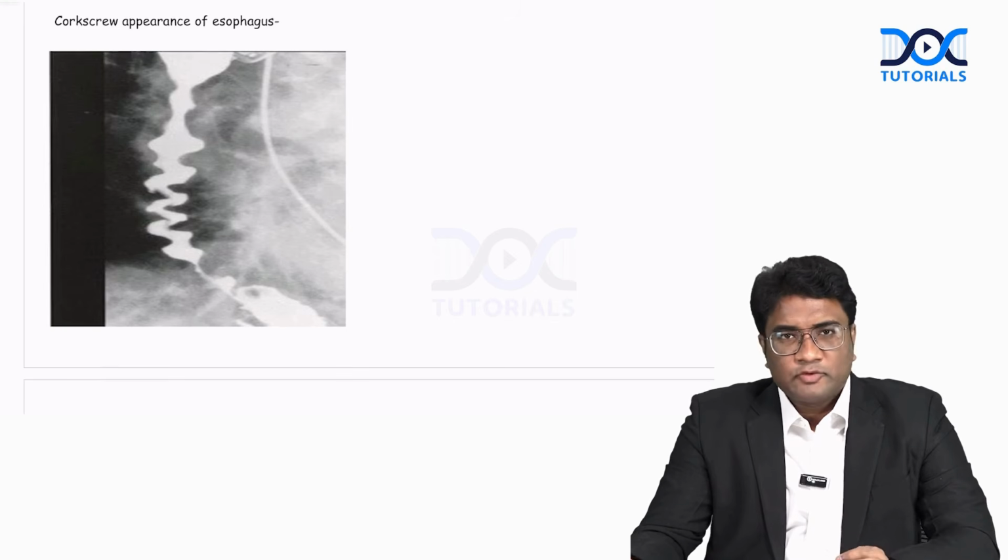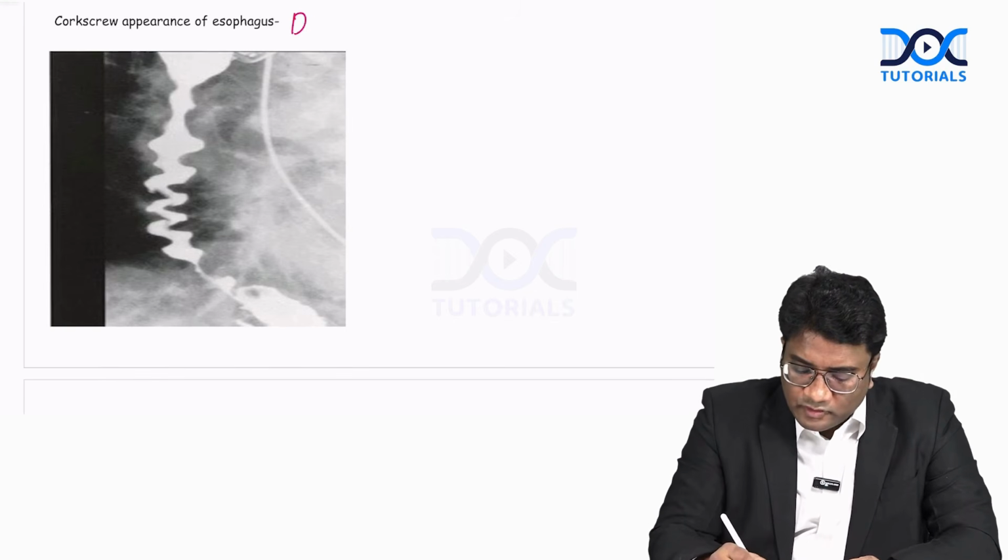And this is the corkscrew appearance of the esophagus. This is diffuse esophageal spasm.